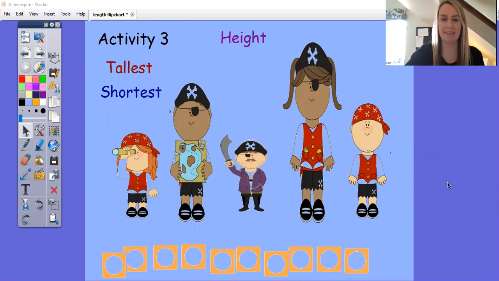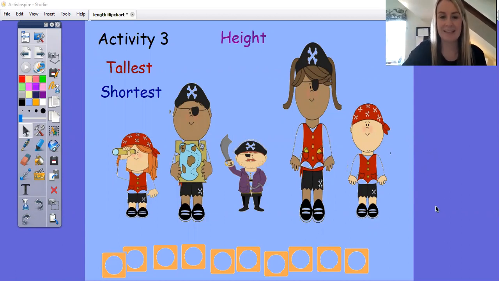And activity 3 is all about height. Do you know what height means? You want to pause the video now, you can have a little chat with your grown-up as to what that means. So height is how tall or how short something is. And we can measure height in different ways.